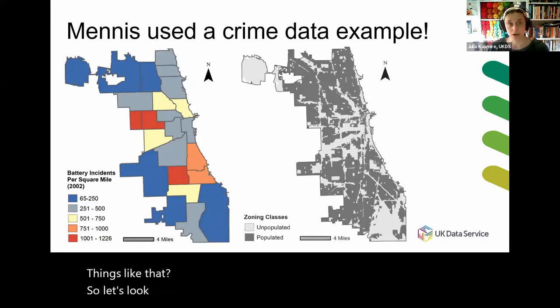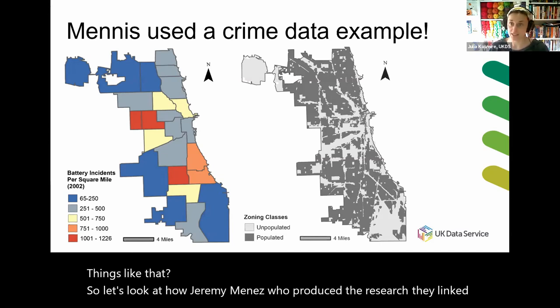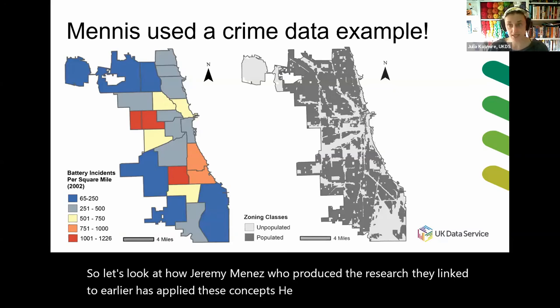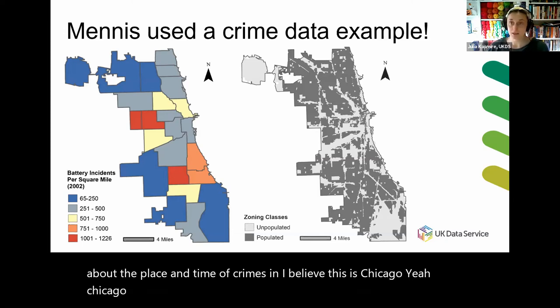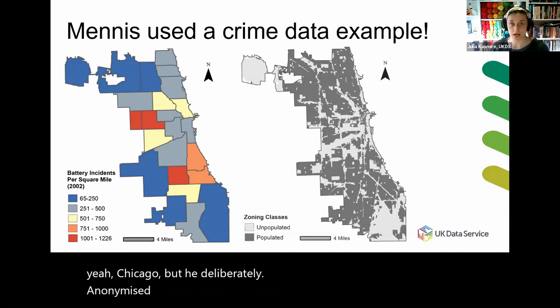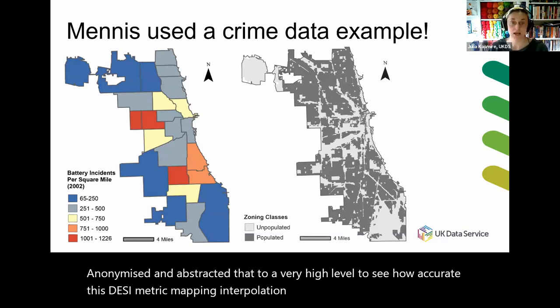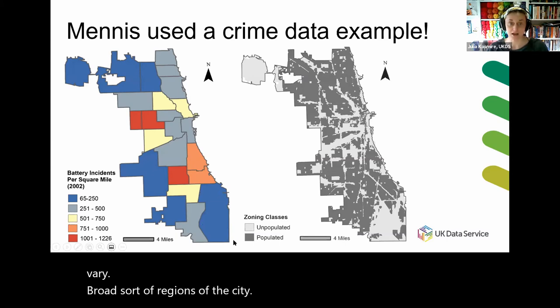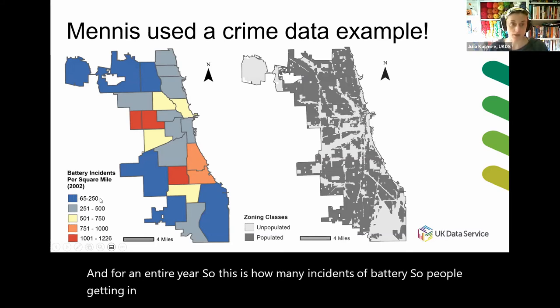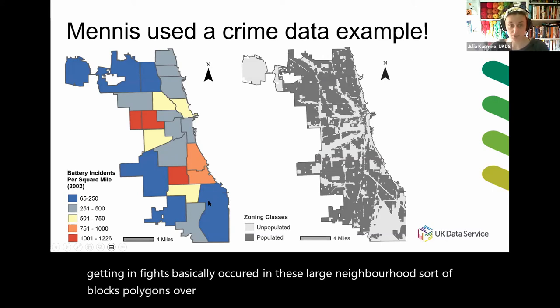So let's look at how Jeremy Menes, who produced the research that I linked to earlier, has applied these concepts. He actually had very detailed location data about the place and time of crimes in, I believe this is Chicago. Yeah, Chicago. But he deliberately anonymized and abstracted that to a very high level to see how accurate this dasymmetric mapping interpolation worked. So he abstracted out to very broad regions of the city. And for an entire year, this is how many incidents of battery, so people getting in fights basically, occurred in these large neighborhood blocks, polygons, over an entire year of 2002.